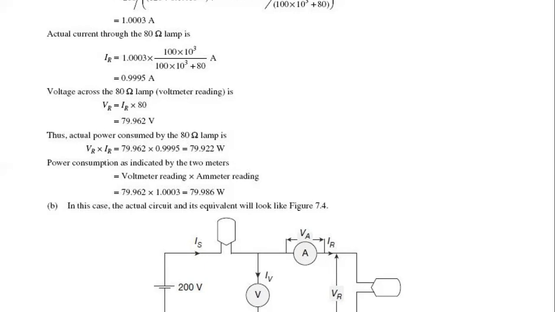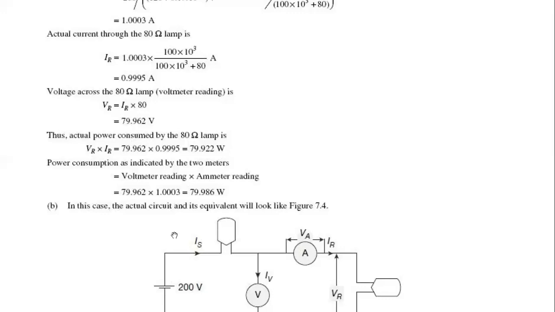So with that in mind, we can get the power consumption as indicated by the 2 meters. Taking the voltmeter reading, 79.962, times 1.003, and you get 79.986. Note the difference between 79.922, that is the actual power that is consumed, and also the apparent power that is indicated by the 2 meters, that is 79.986.